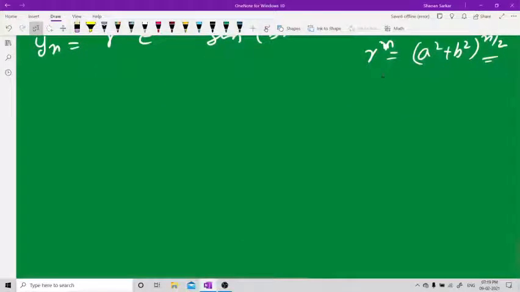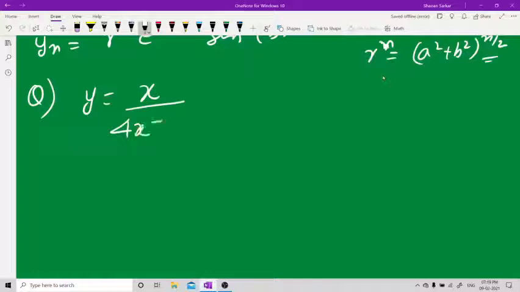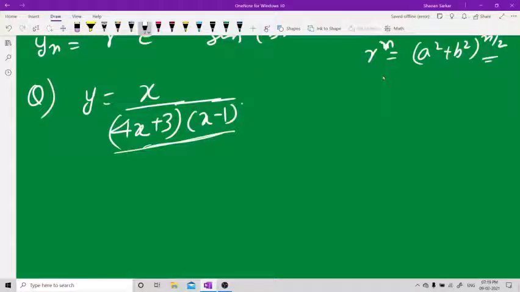Next question is, take an example like this. Take an example question, again another good question. Let us take y equal to x upon 4x plus 3 into x minus 1. Now before I do this problem, I need to explain partial fractions. Let us understand partial fractions.